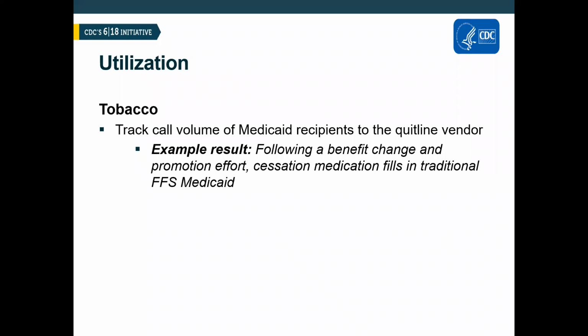This is one example of how states might track utilization. A tobacco state might track quitline call volume specifically from Medicaid enrollees.